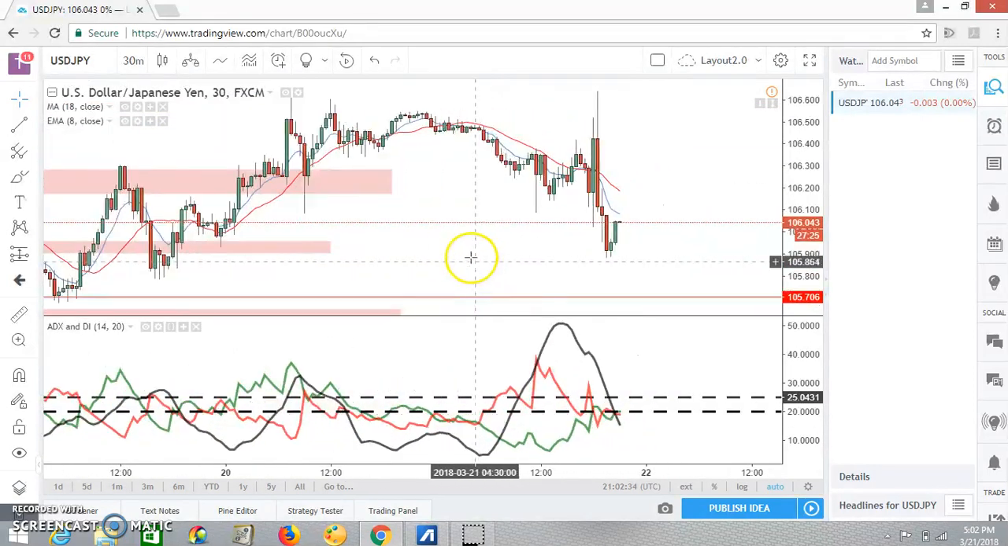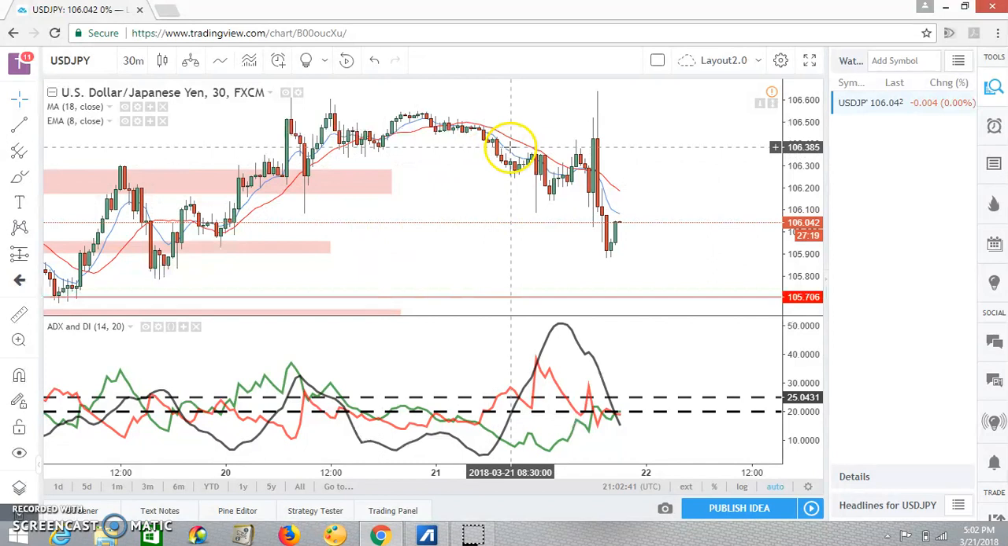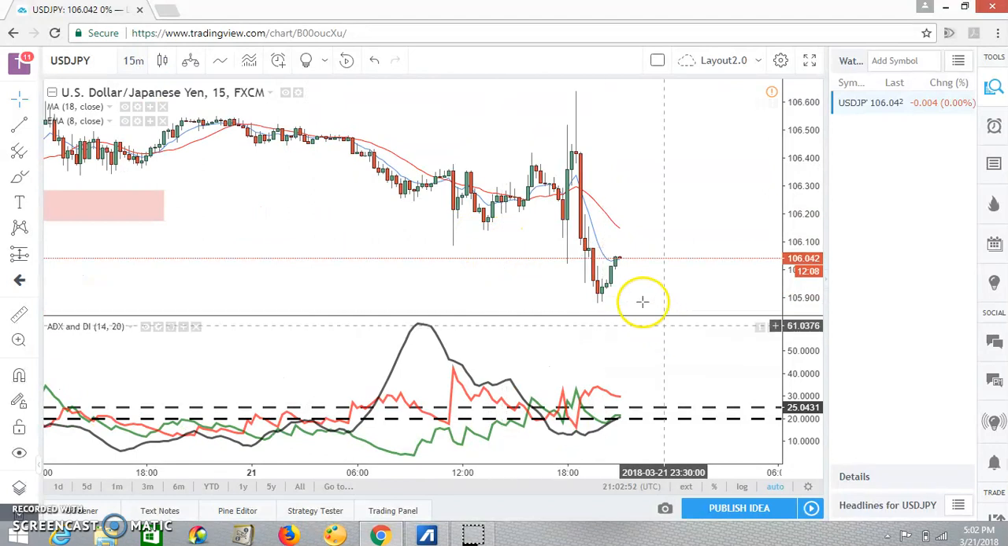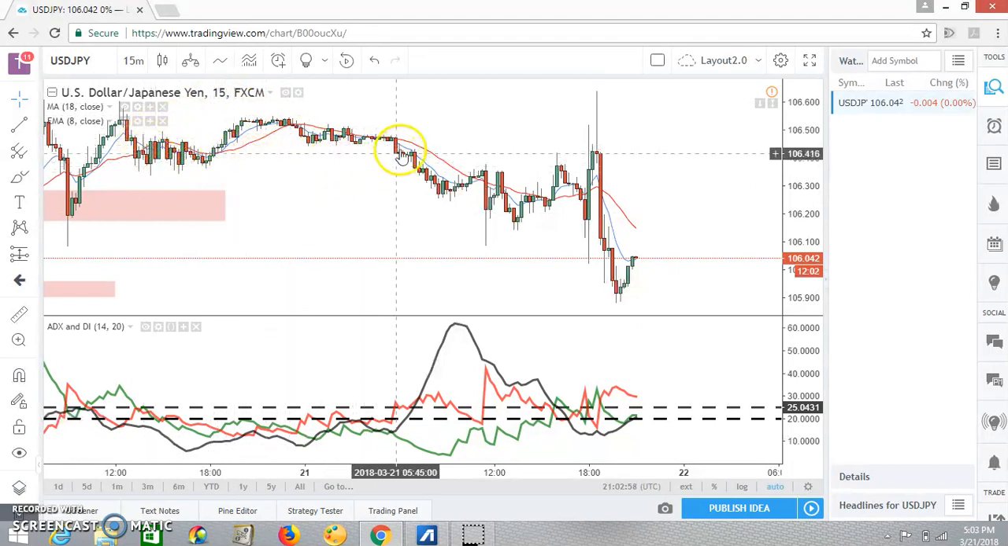Normally when I get down to the 30 minute, 15 minute, 5 minute, that's when I'm really looking for entries, because I'm basing everything off of the movements from the 4 hour chart. So I go from 30 down to 15, and around this range you can see a lot of consolidation.